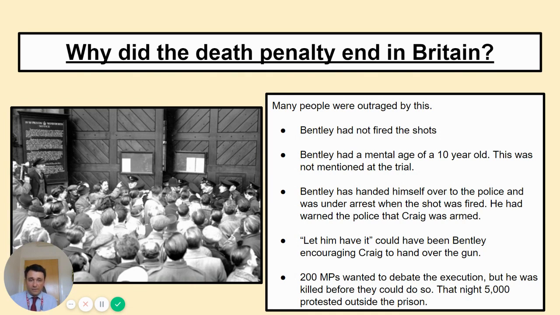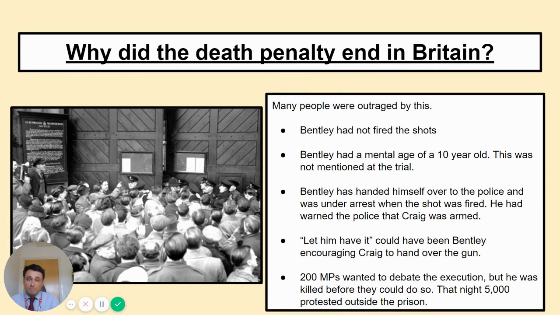Bentley had handed himself over to the police and he was being restrained. He was technically under arrest when the shot was fired. And he'd even warned the police that Craig was armed. "Let him have it" could be interpreted in two ways. It could have been, "let him have it, fire at the police officer," or it could have been, "let him have the gun, give yourself up, pass the gun over." And when the phrase is so vague like that, you do not know what meaning there is there.